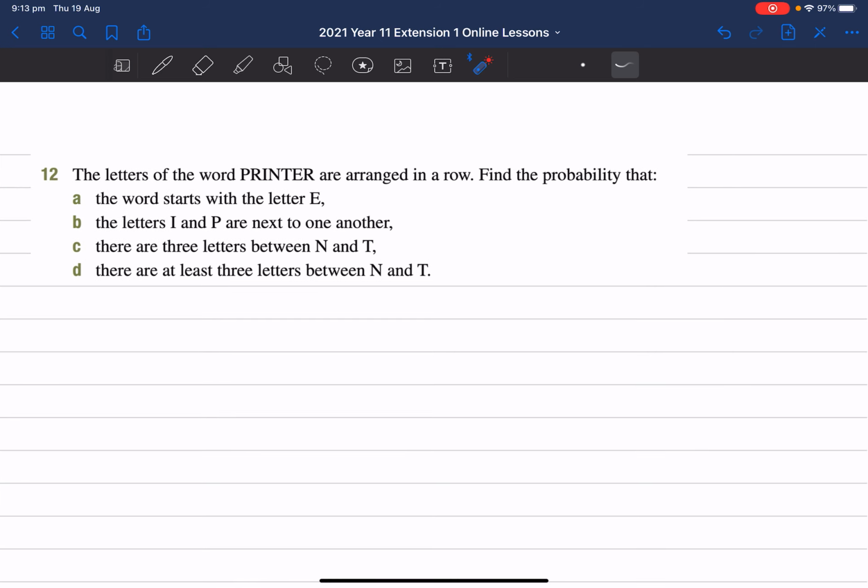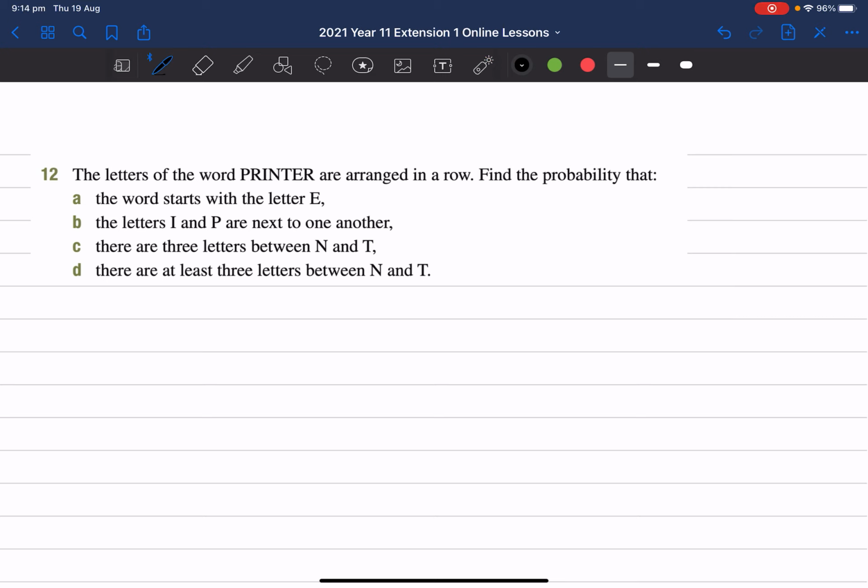I guess question 12 and question 10 are very similar. It's about just the words. This time they changed the word to printer, and they changed the arrangement conditions. Some of them look very similar, like there are at least 3 letters in between. So they're very, very similar types of questions. Okay, so I'm just going to quickly do this one here.